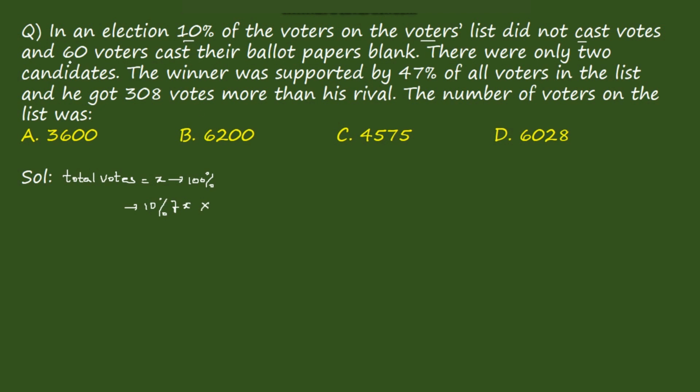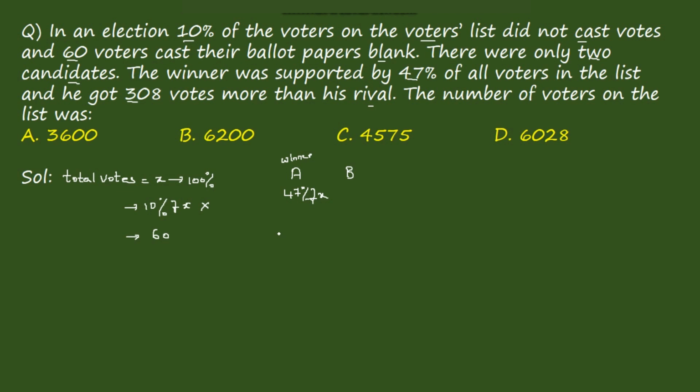Again they are saying 60 voters cast a blank ballot paper. There are only two candidates, A and B, if you consider. Then they are saying the winner was supported by 47% of the voters. If A is the winner, then he is getting 47% of x. And he got 308 votes more than his rival.